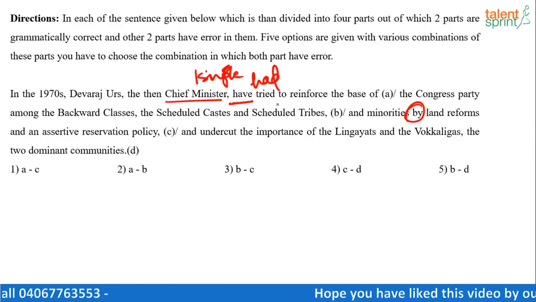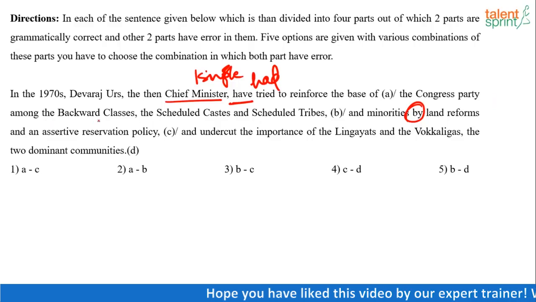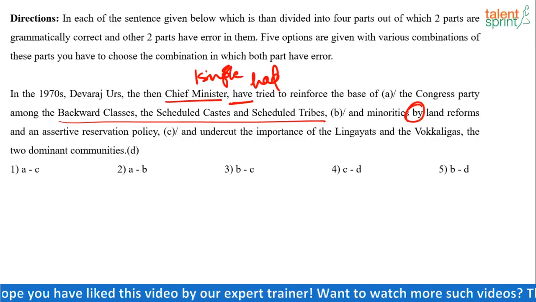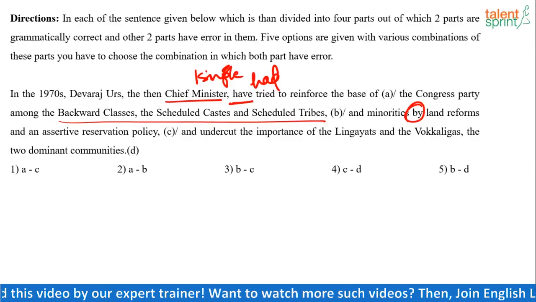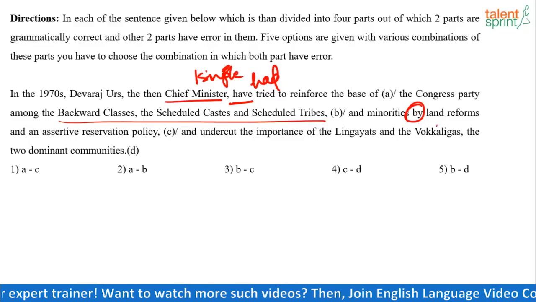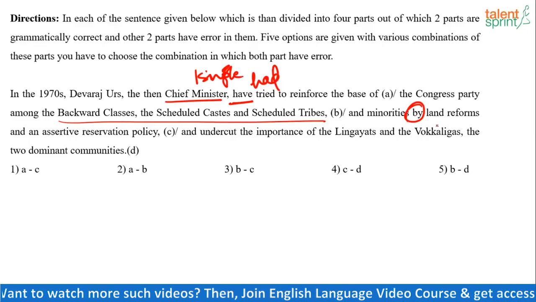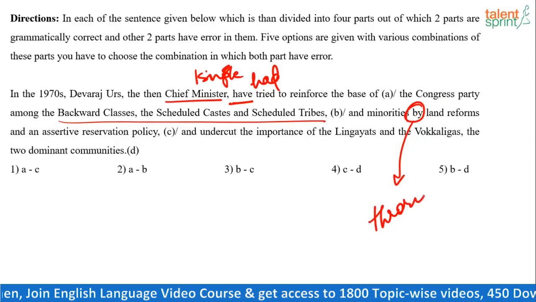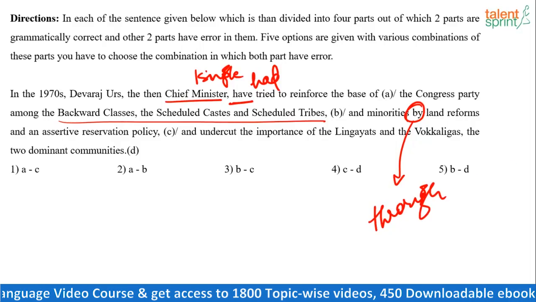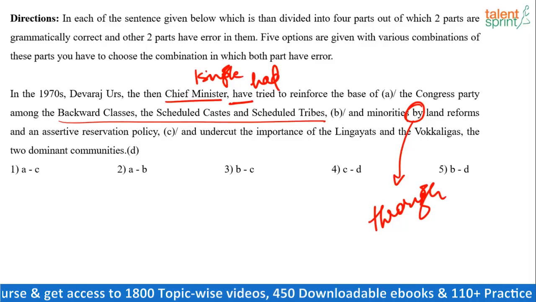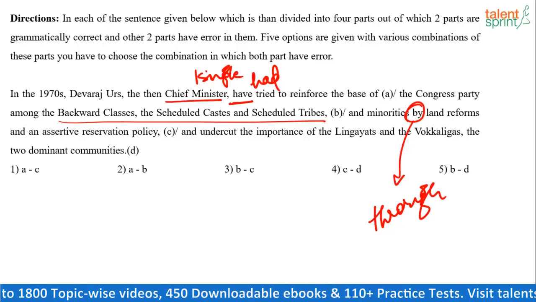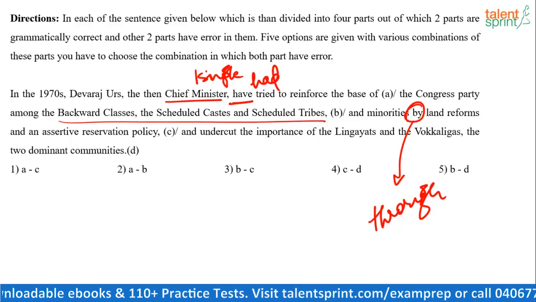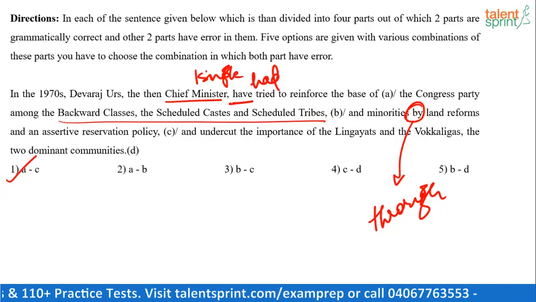What did he try to do? He tried to reinforce the base of Congress party among the backward classes, among these category of people and minorities. How? How did he try to do this? Through land reforms and an assertive reservation policy, and undercut the importance of the Lingayats and the Vokkaligas, the two dominant communities. Alright, so the error is in option A and C. So first one has the error.